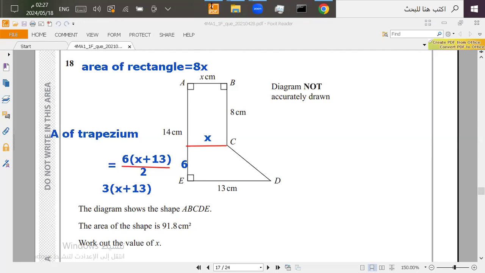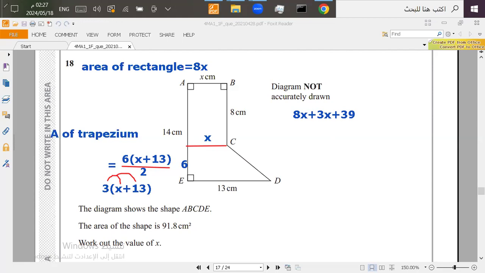Now we're going to add these together and make them equal to 91.8. So we're going to say 8x plus. Now let's expand these at the same time. So this one's going to be 3x after expanding. And then 3 times 13 is going to be 39, plus 39. 3 times x is going to be 3x, and 3 times 13 is going to be 39.